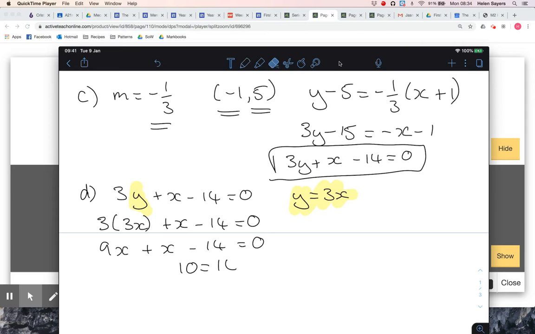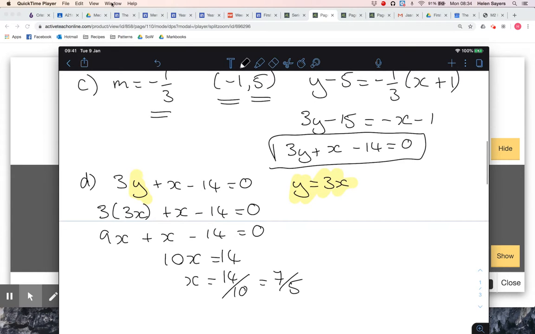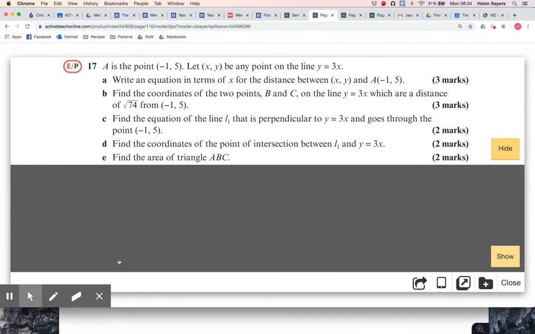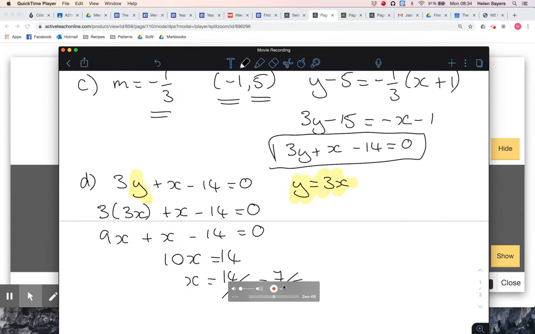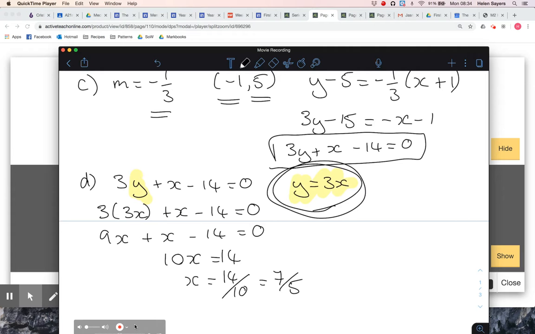Oops, I forgot to write the x. So x is 14 over 10, or 7 over 5, and I imagine it said find the coordinates. Yeah, it said find the coordinates. So I've got either equation I could use, but this is the easier one. So if x is 7 over 5, y is 3 times that, so 21 over 5.